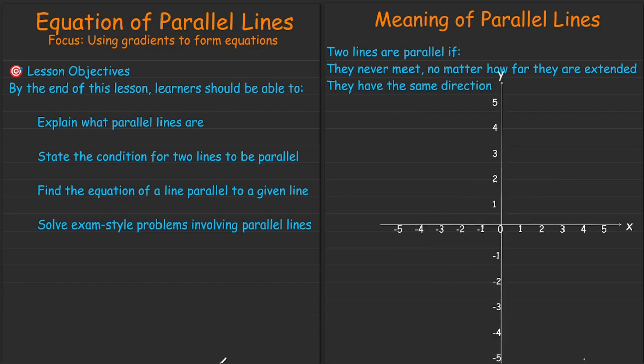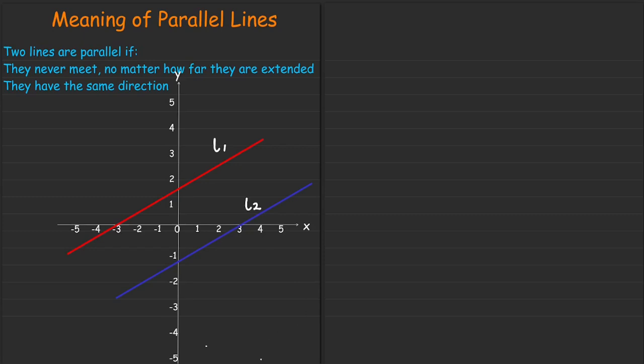Now let's zoom in with respect to the Cartesian plane. Let's say we have two lines that we are assuming to be parallel. For these two lines, the red and the blue, I'm going to name this line 1 and this line 2. Now the key condition for these two lines to be parallel is that their gradients are supposed to be the same. So let the gradient of L1 be m1, and that of L2 be m2.